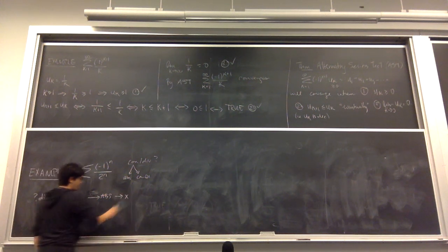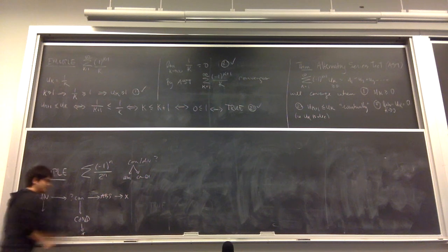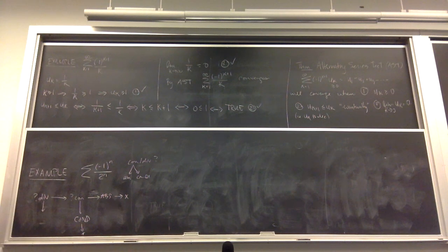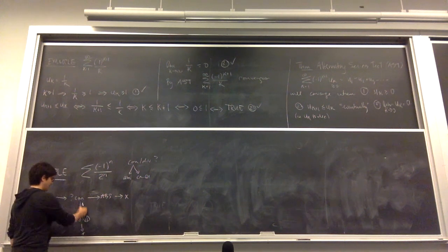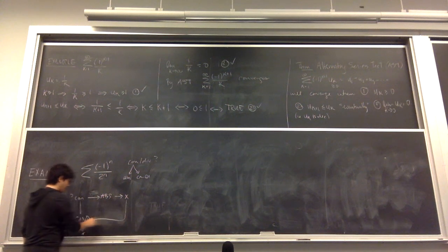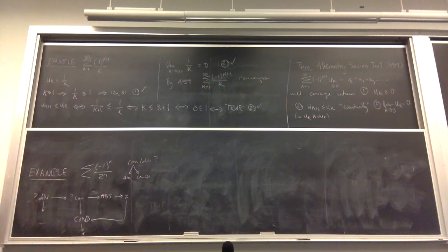But these are all stopping points. If it doesn't converge absolutely, then you should check that it converges conditionally. But each of these are stopping points. So just keep that in mind. Give that a try.